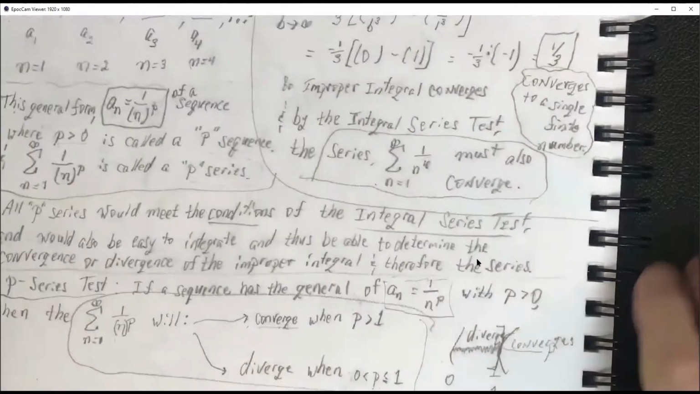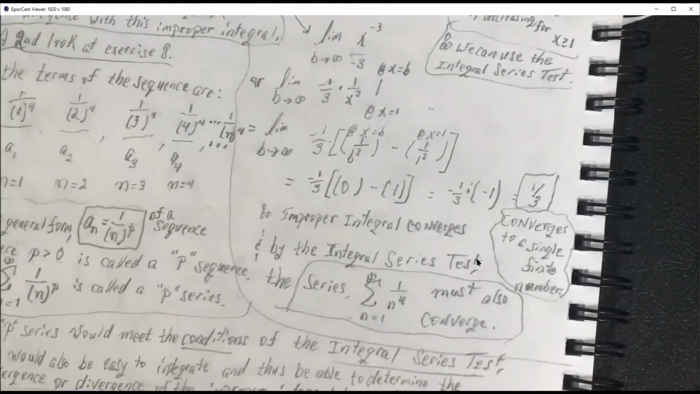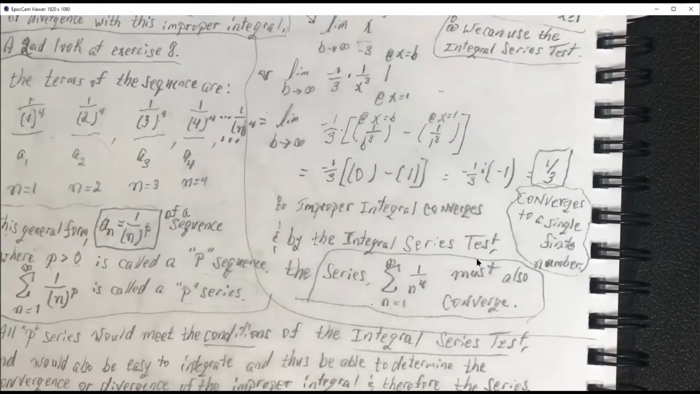Okay, but I know you guys don't want to do that. I know you would rather do the integral series test instead, right? Well, wouldn't we have to anyways, because we have to find out the actual value of where it converges to? Good question.